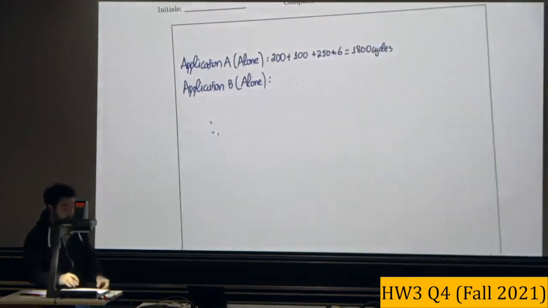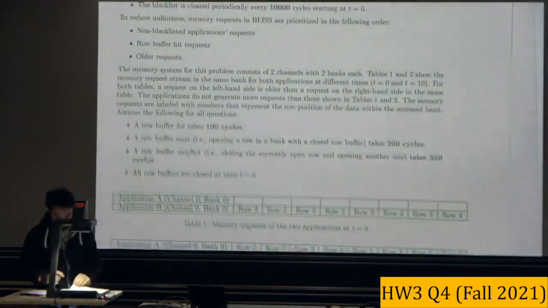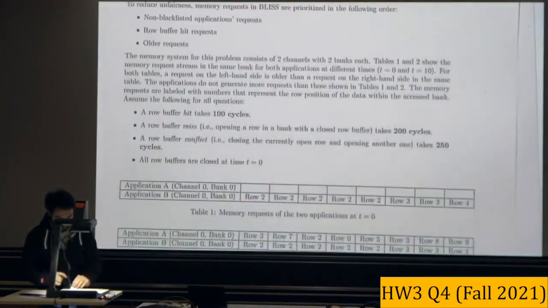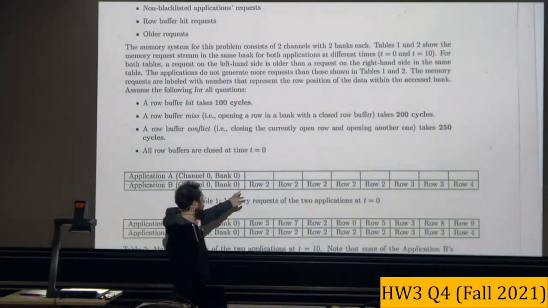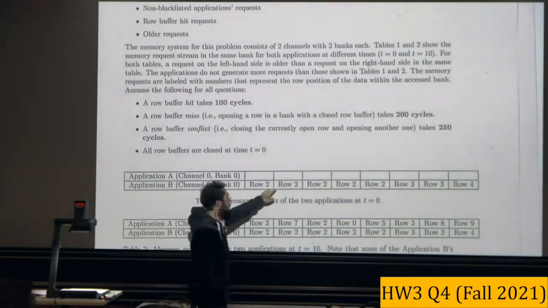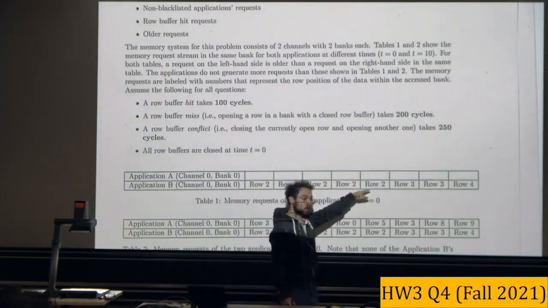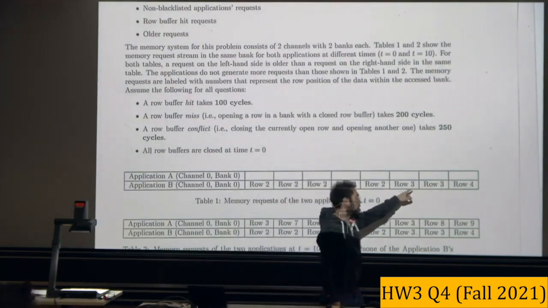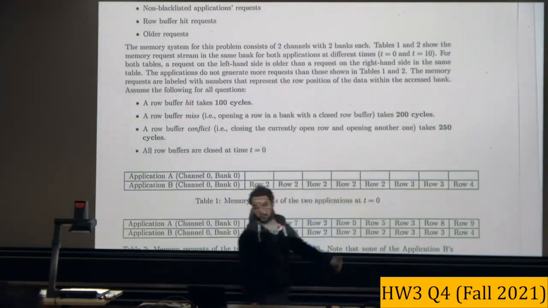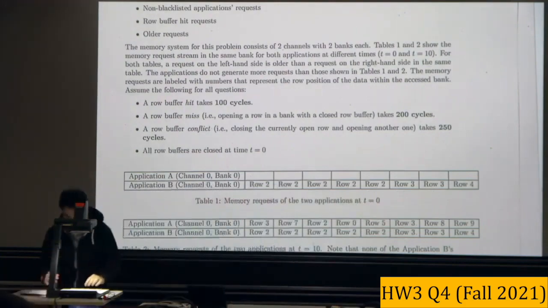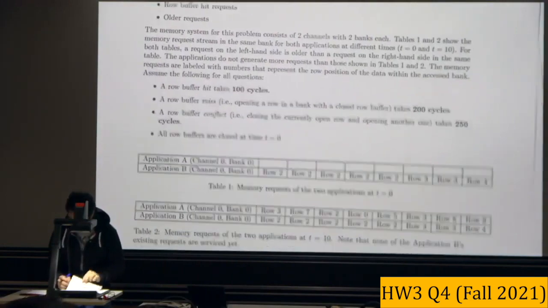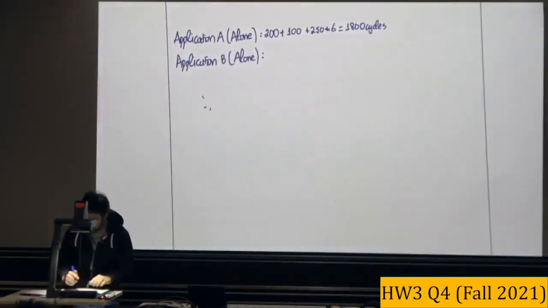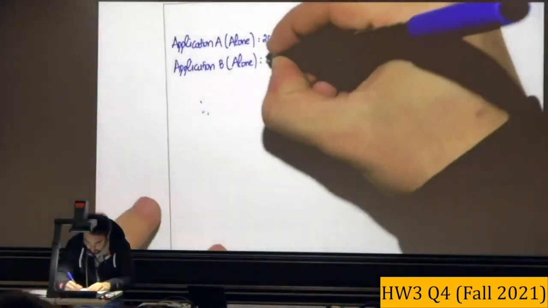So let's see application B right now. Application B is easier. In application B, we have one row miss, and then we have 1, 2, 3, 4 hits, one conflict, one hit, and one conflict. So in this case, we have one miss, as I said.